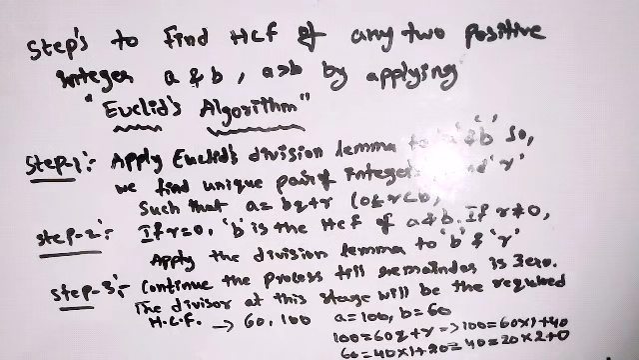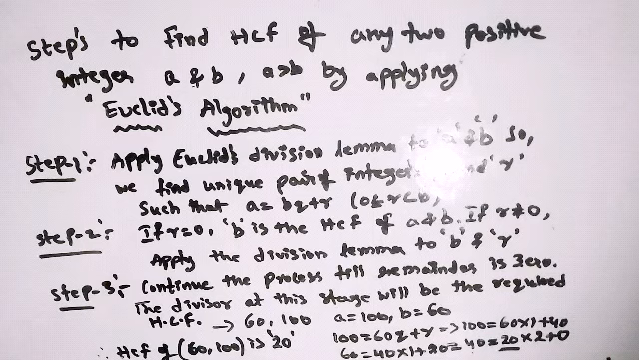See, this is the dividend, this is the divisor, then quotient and remainder. If R is equal to 0, the divisor at this stage is our required HCF. Finally, for A equal to 100 and B equal to 60, these positive integers, we got HCF as 20 because R is equal to 0. So we can write HCF of 60 and 100 is 20.